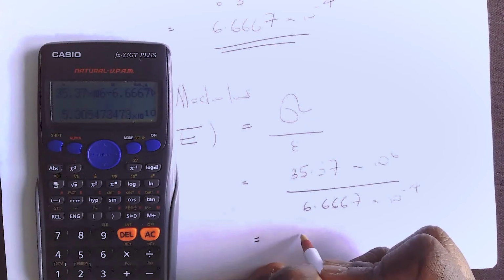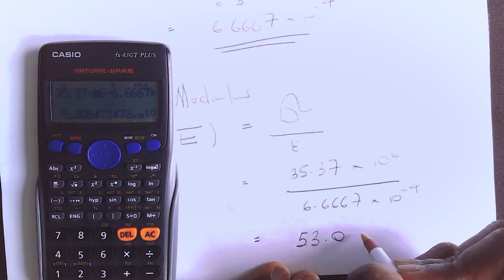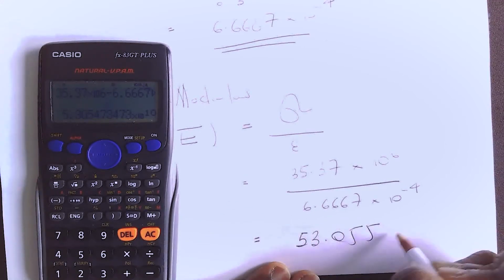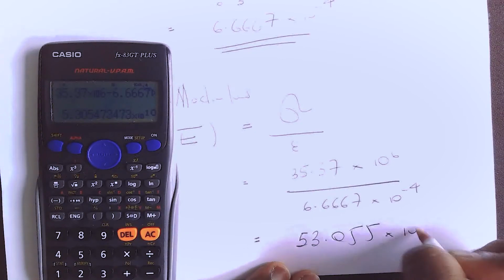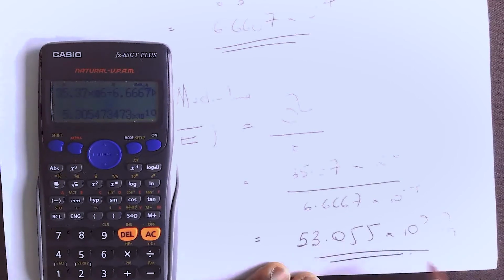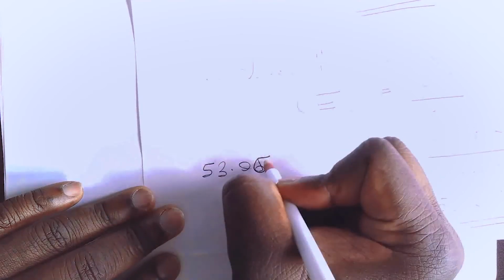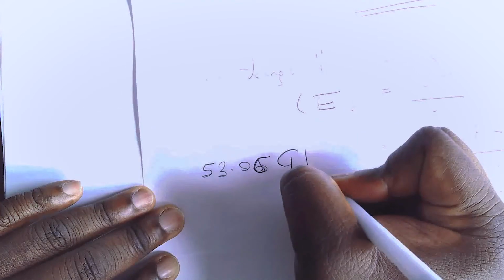And that gives 53.055 times 10 to the power of 9 Pa, which is more or less the same as 53.05, let's call it 06 GPa. And there we have it. So either alternative should give you more or less the same result.